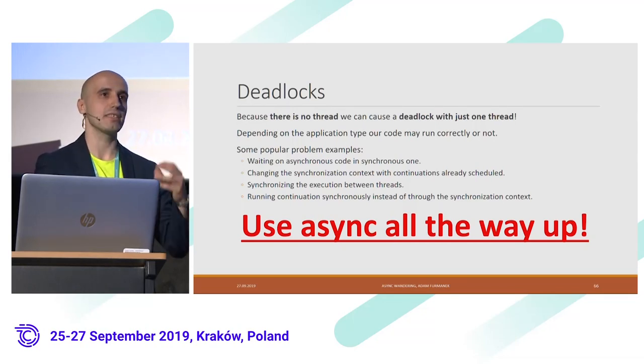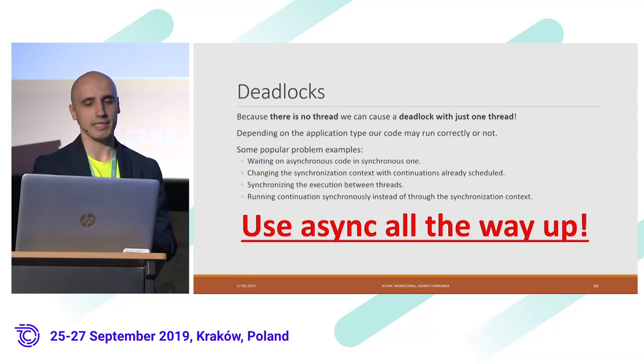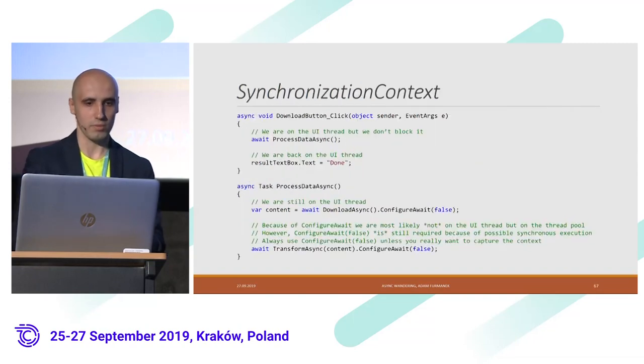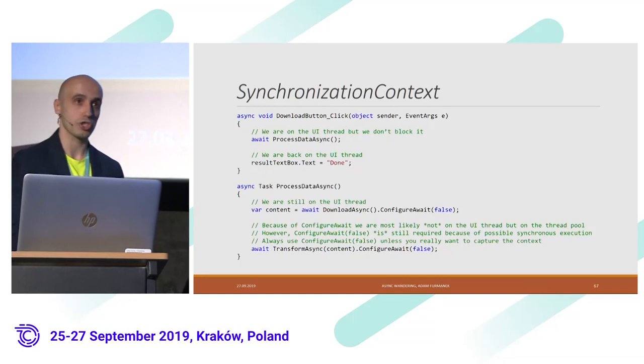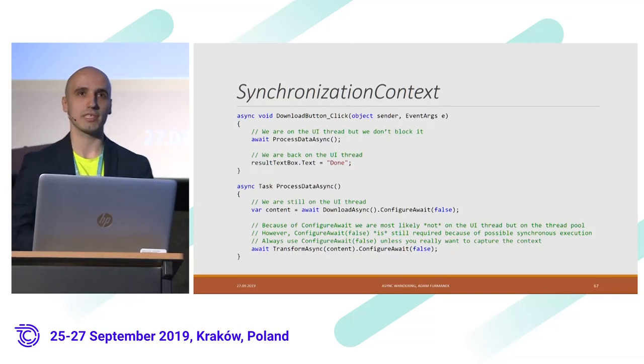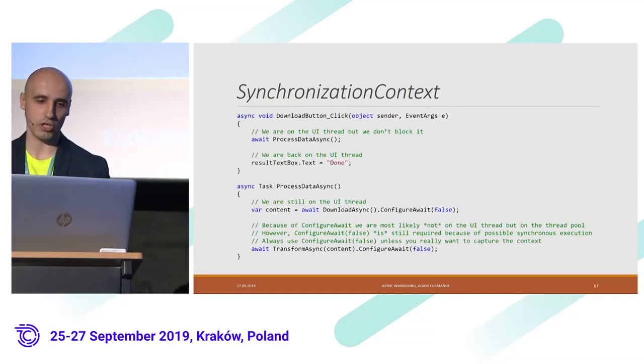And we can do deadlock if we have just one thread. The important part is never ever wait synchronously for tasks. Use async all the way up, or you may easily run into problems, which we will see now. So let's go through this conceptual code showing what is happening with capturing the synchronization context.